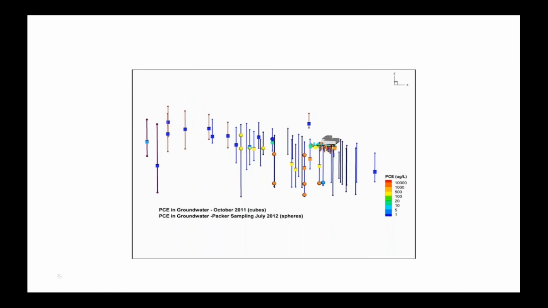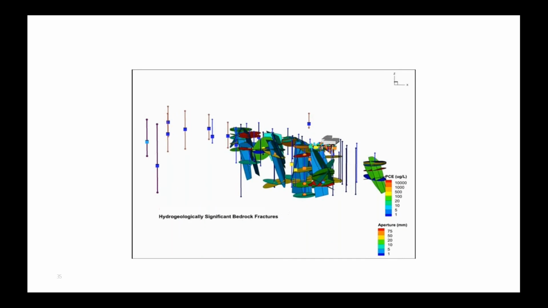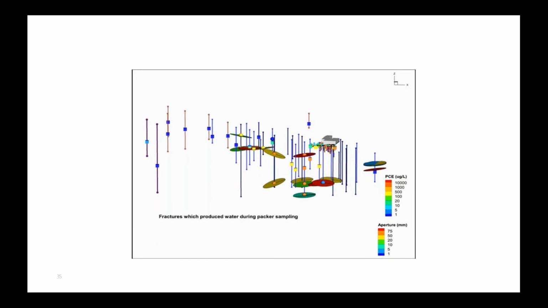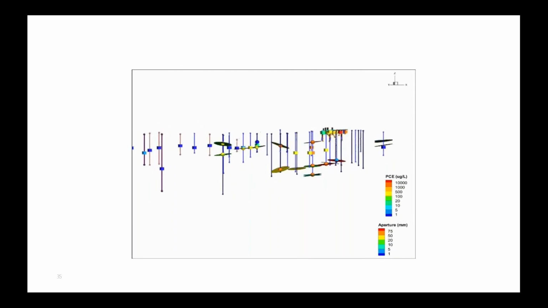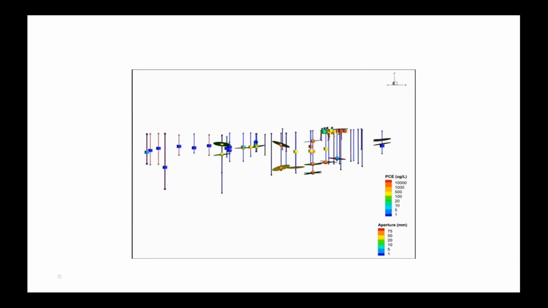So the Packer sampling was done, and the bedrock fractures were added to the model, and they limited those to the fractures which produce water during Packer sampling. And you can see the colors. There's the aperture colors on the bottom over there. And we end up with, from this, 2 significant transport zones heading right towards those wells.